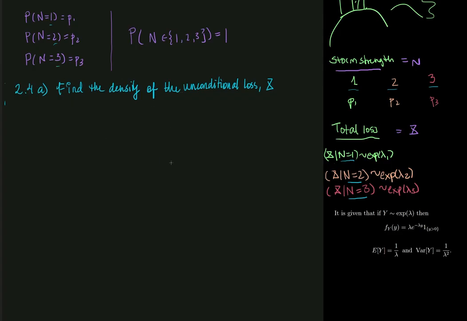So this is actually one of the first exercises where you are looking at two random variables next to each other. We have the storm strength N and we have the total loss X. And what we want to find is the distribution of the total unconditional loss X. Now let's first think a little bit about, well, what we want is actually to find the density, right? But what do we know about X?